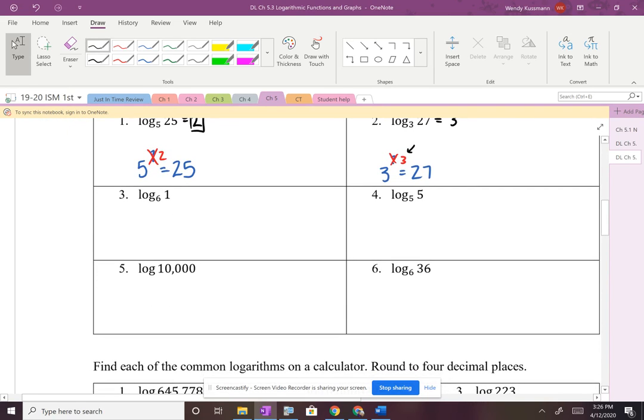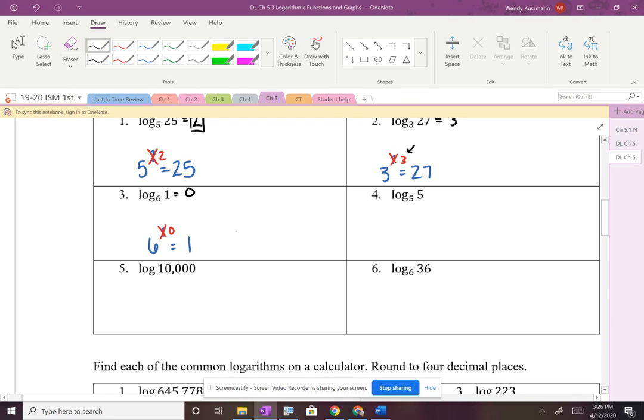Let's look at number 3. It says log base 6 of 1. Same thing. What power is it that you raise 6 to give you 1? Well, 6 to the first is 6. 6 squared is 36. We're getting too big. But key thing, remember, anything to the 0 power is 1. So log base 6 of 1 is 0.